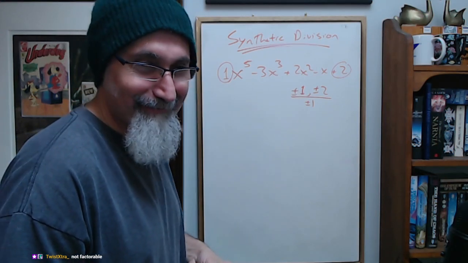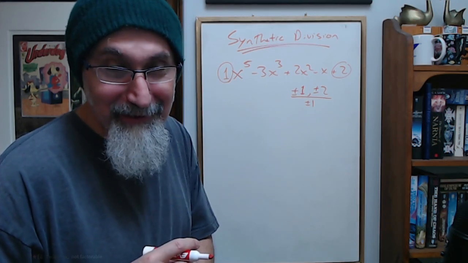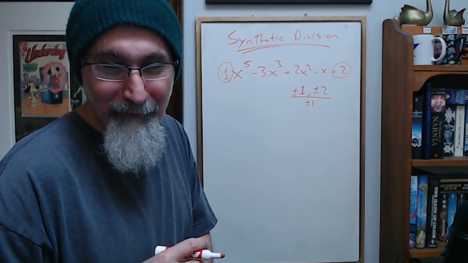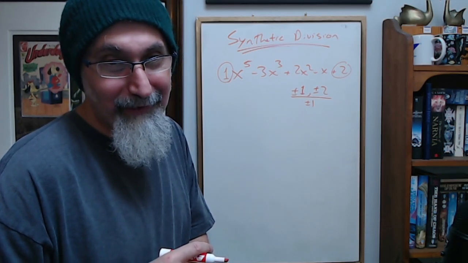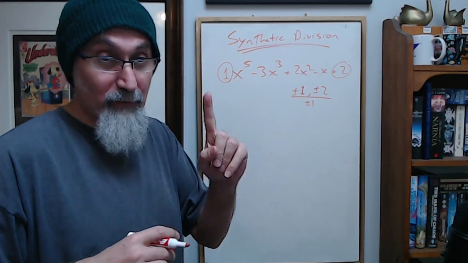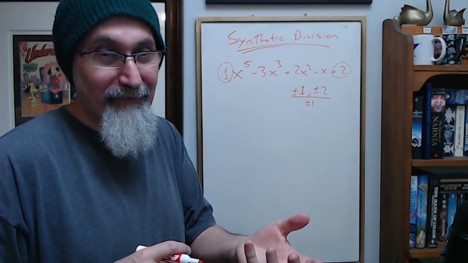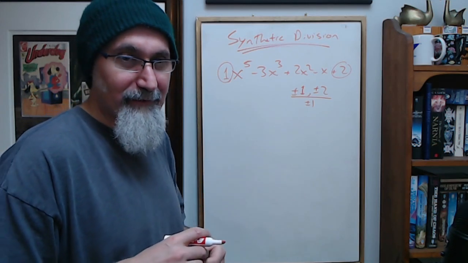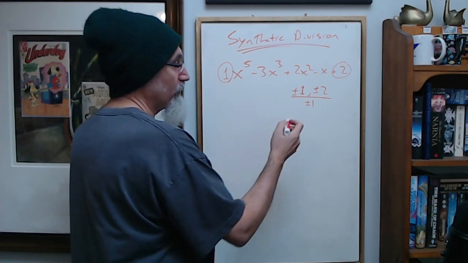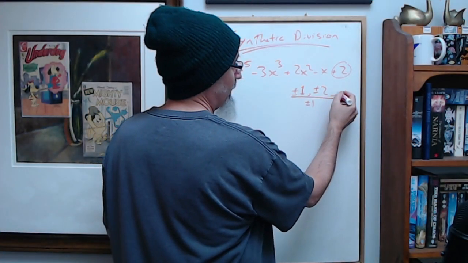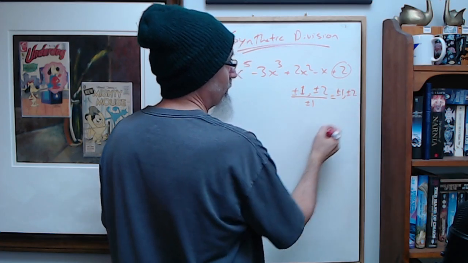Not factorable, isn't it? Crap, I picked one that wasn't factorable. Isn't it a twist? Well, it is factorable. It will cross the x-axis once, but it just means it's not factorable manually, right? But we're going to try this anyway. I'm going to show how it works, and then we're going to try. We've got four numbers here we can try: plus and minus one and plus and minus two.